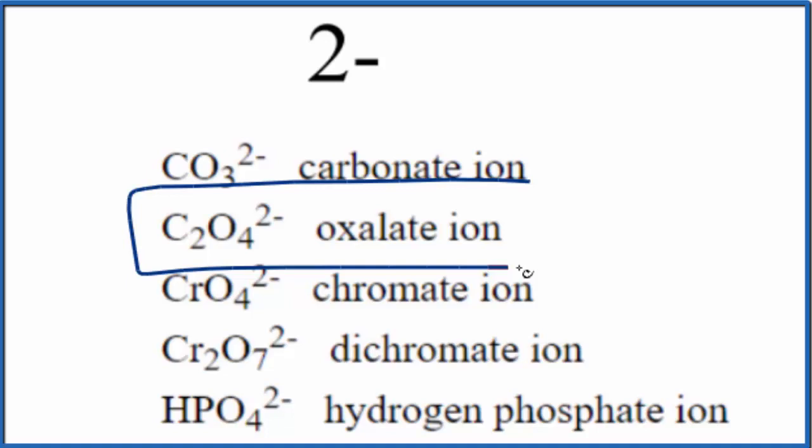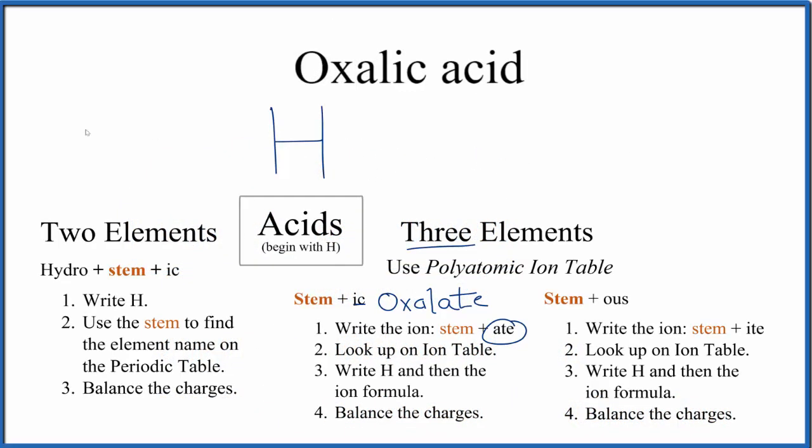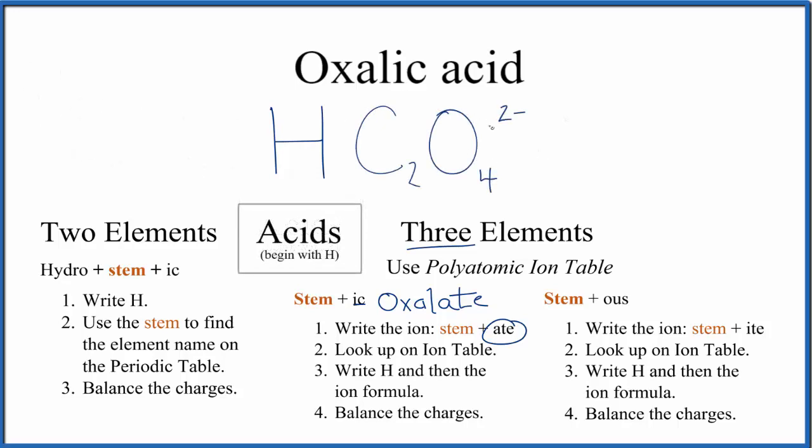Oxalate ion, C2O4, the whole thing has an ionic charge of 2-. So we remember C2O4 2- for the oxalate ion. We write that after the H, and remember the oxalate ion, that 2-, that's on the whole ion here. So we have HC2O4, but we need to balance the charges. We said we have the 2- here.